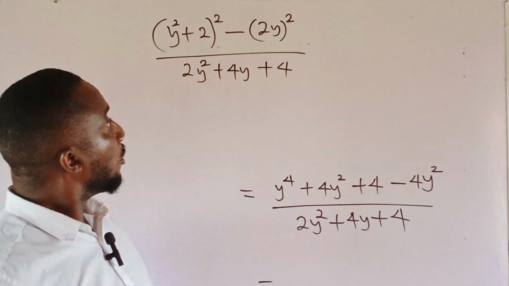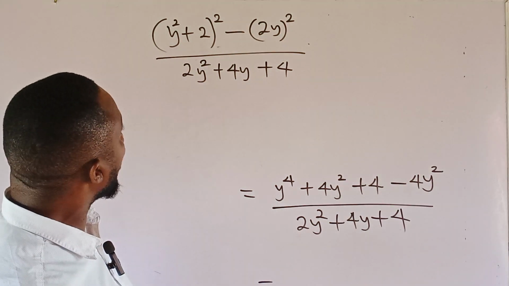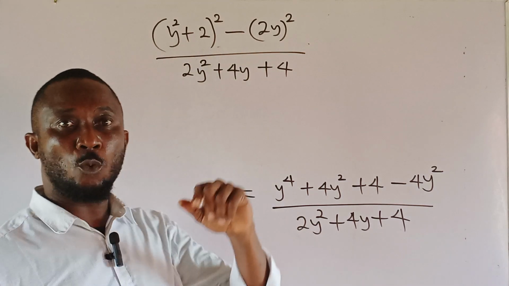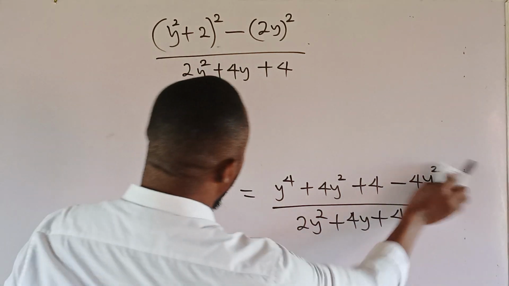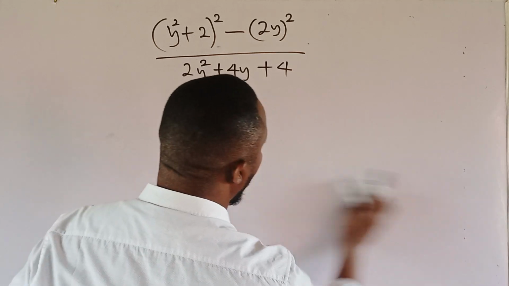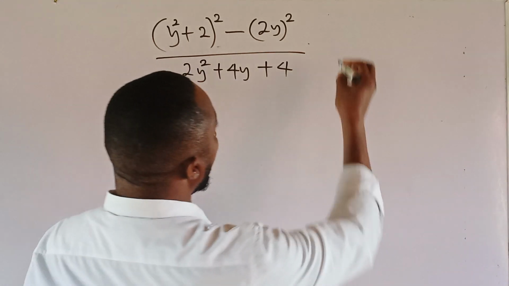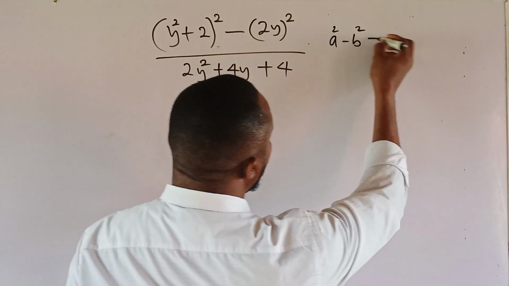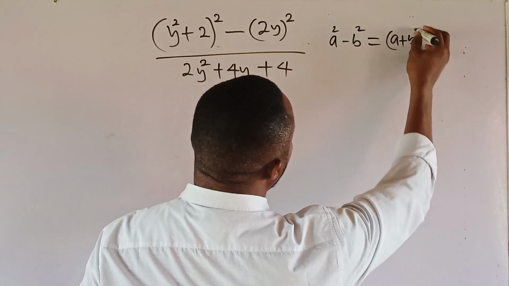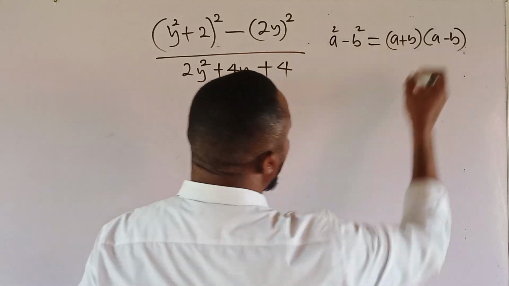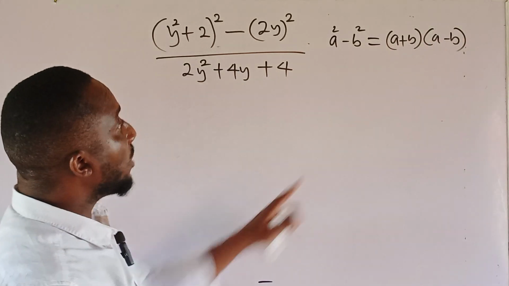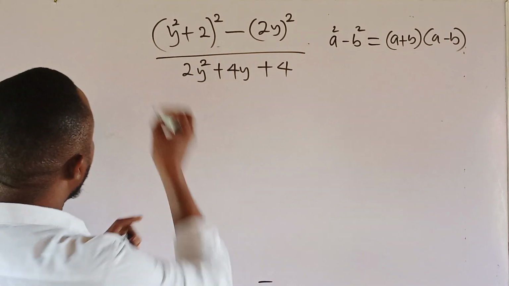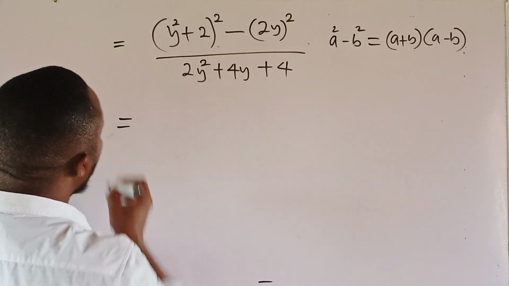Then, again, on the numerator, we have a difference of two squares: y squared plus 2 whole squared minus 2y whole squared. And we are very familiar with that formula. If we have a squared minus b squared, we can write this as a plus b multiply a minus b. Now, with this algebraic identity, I shall rewrite our numerator.